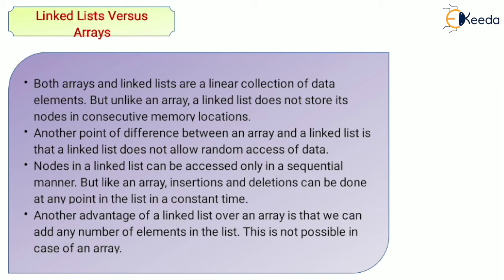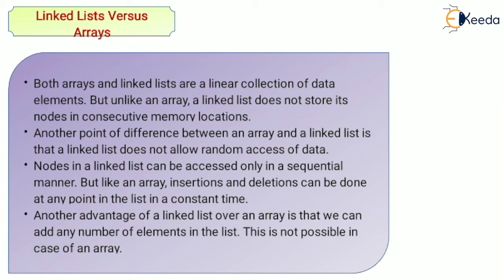We know that these are both linear collections of data elements, but unlike an array, a linked list does not store its nodes in consecutive memory locations. Now what is this? For understanding the concept of stack and queue, we are taking consecutive memory locations. As we discussed, we are considering a linear array that starts from the 0th location and ends at the 9th location. So the 0th location is front, and the 9th location is rear.